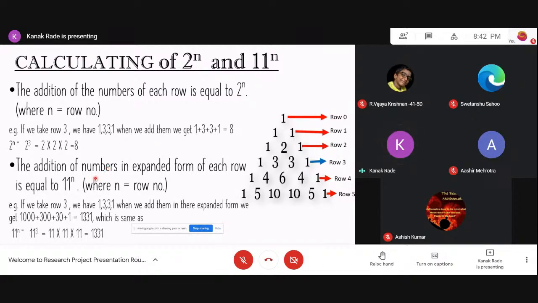equal to 8. The addition of numbers in expanded form of each row is equal to 11 raised to n, where n is equal to the row number. Example, if we take row number 3, we have 1, 3, 3, 1. When we add them in their expanded form, we get 1000 plus 300 plus 30 plus 1, 1331, which is the same as 11 raised to n, which is 11 raised to 3, which is 11 into 11 into 11, equal to 1331. Though there are few exceptions.